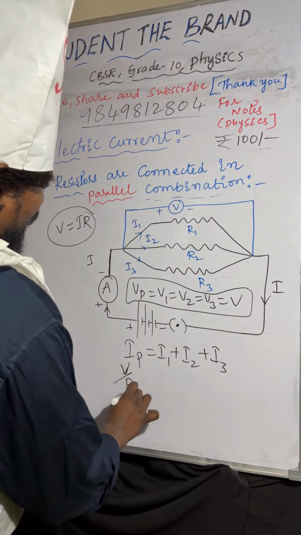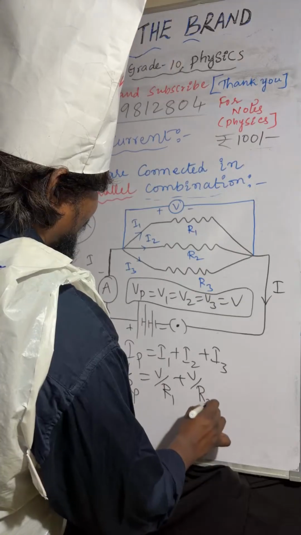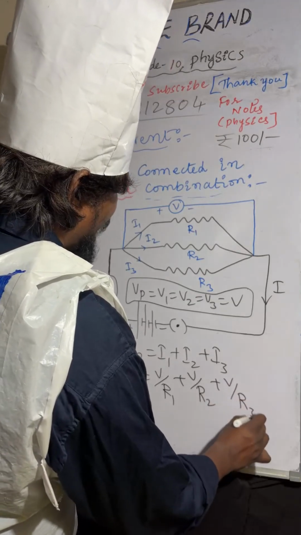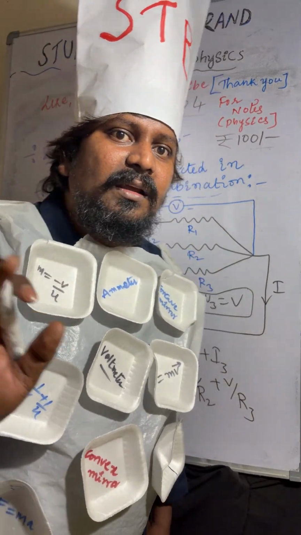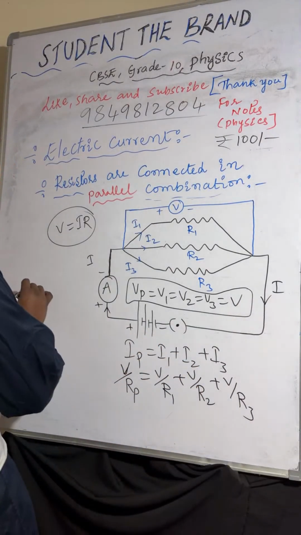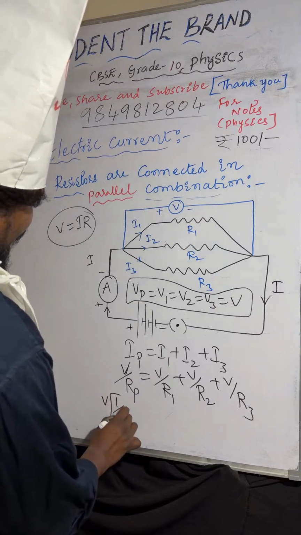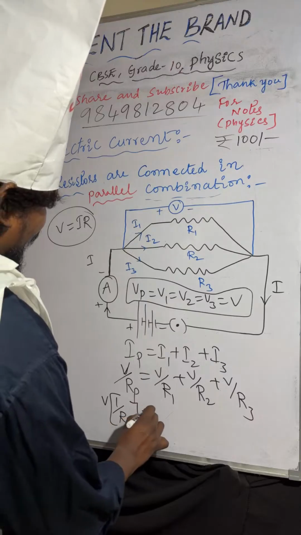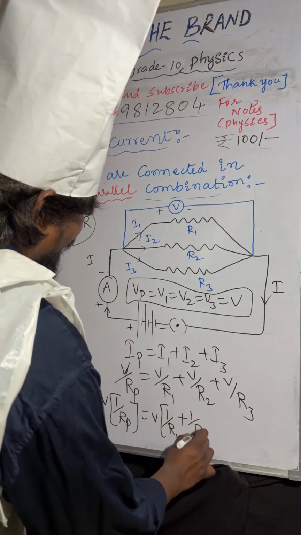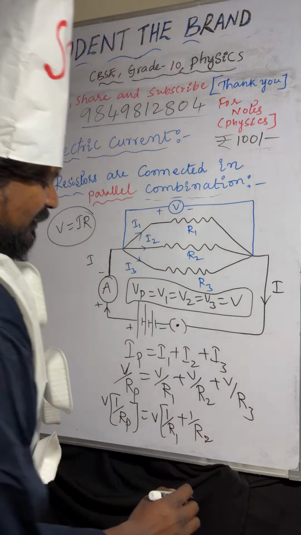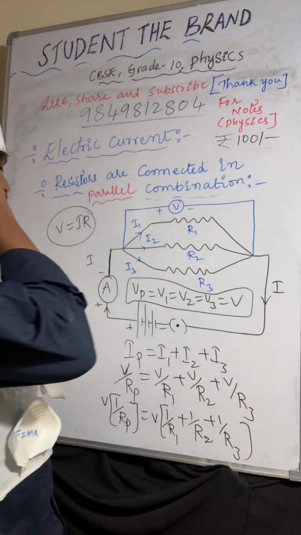So V by Rp equal to V by R1 plus V by R2 plus V by R3. So I am taking V common. The remaining values are V common times 1 by Rp on the left, and 1 by R1 plus 1 by R2 plus 1 by R3 on the right.